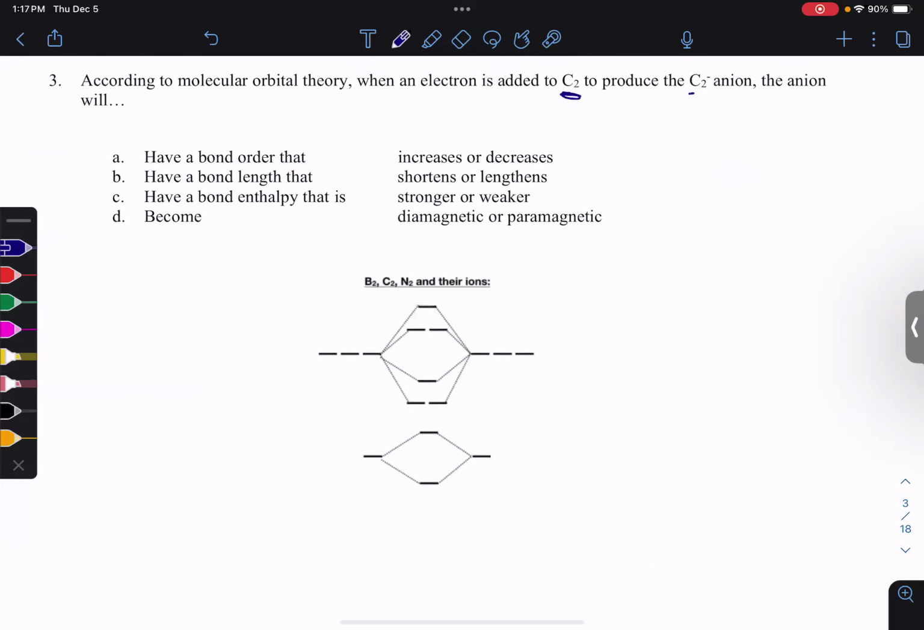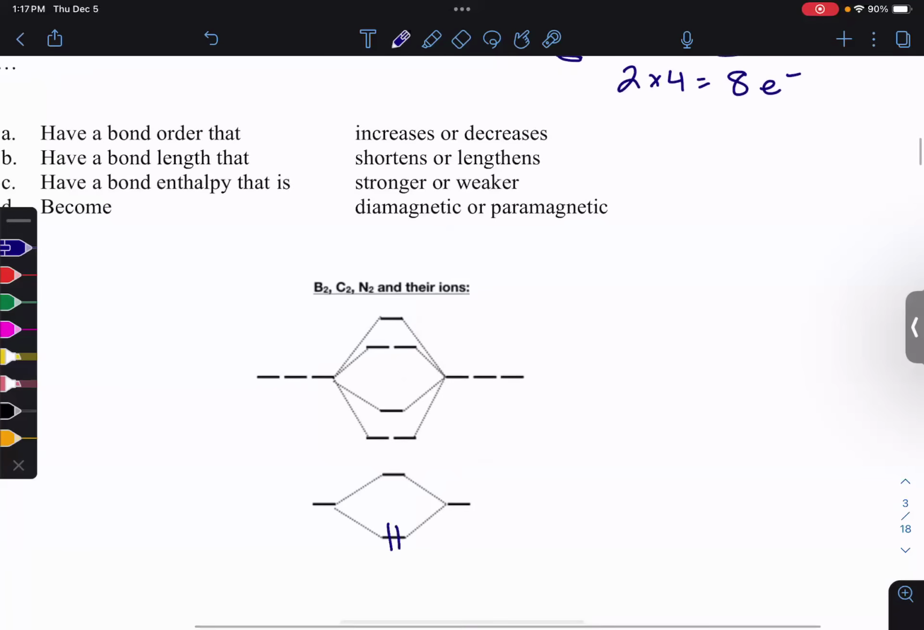So we're doing the same thing, but here we're making diatomic carbon and making an anion. All right, so let's go through this quickly. So 2 carbons, so how many electrons? 2 times 4, 8 electrons. So I'm just going to go ahead and put those in the middle here. 1, 2, 3, 4, 5, 6, 7, 8. All right, so tell me, this is for just regular C2. What is the bond order for this?